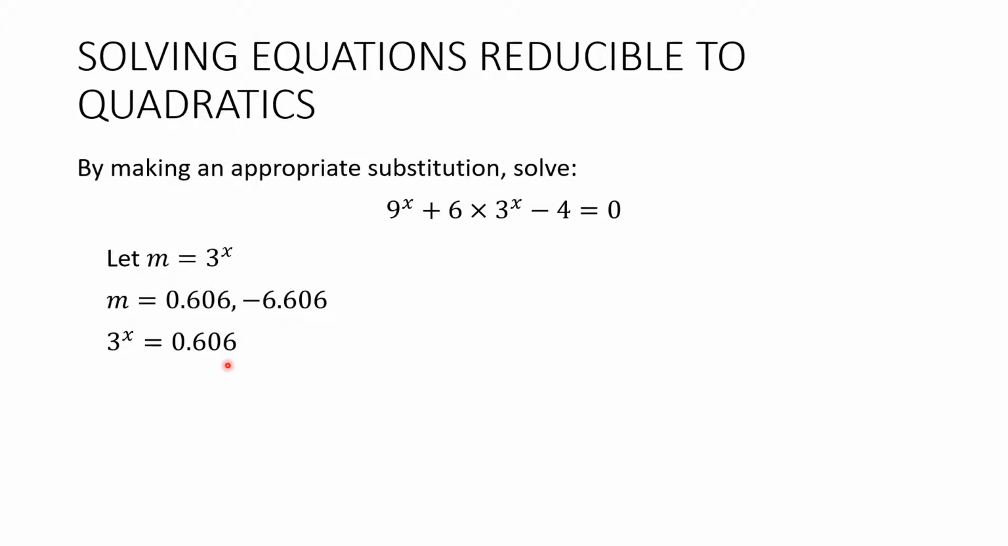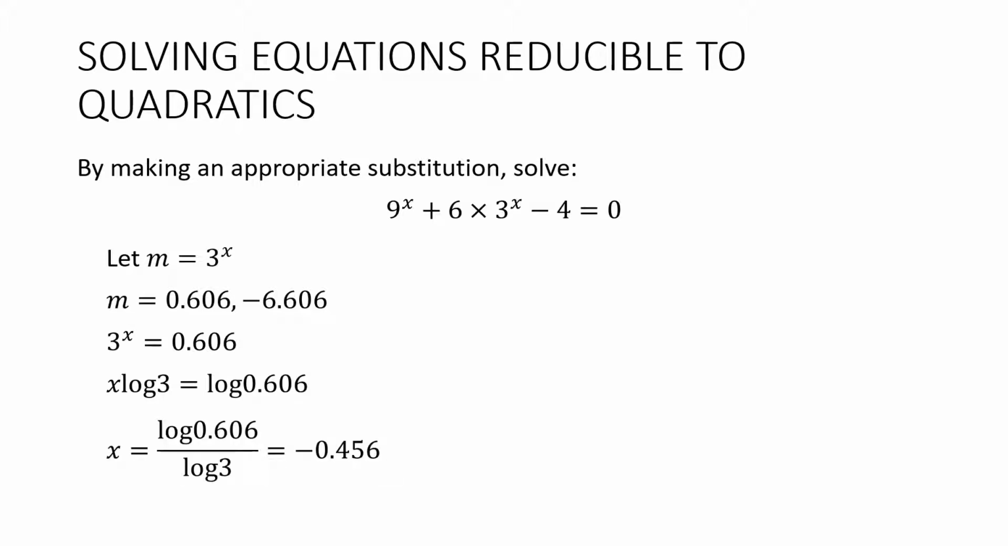Now, how do we solve that? That's just an exponential equation. So we're going to take logs of both sides. So it's x log 3 equals log 0.606, divide by log 3, and I'll get negative 0.456.